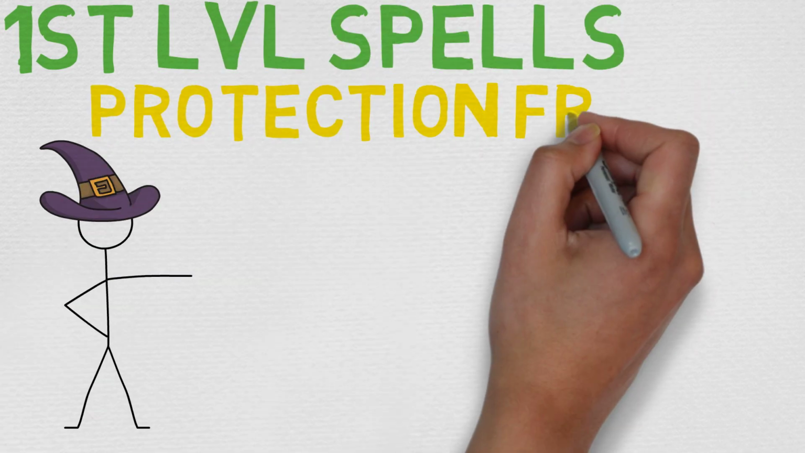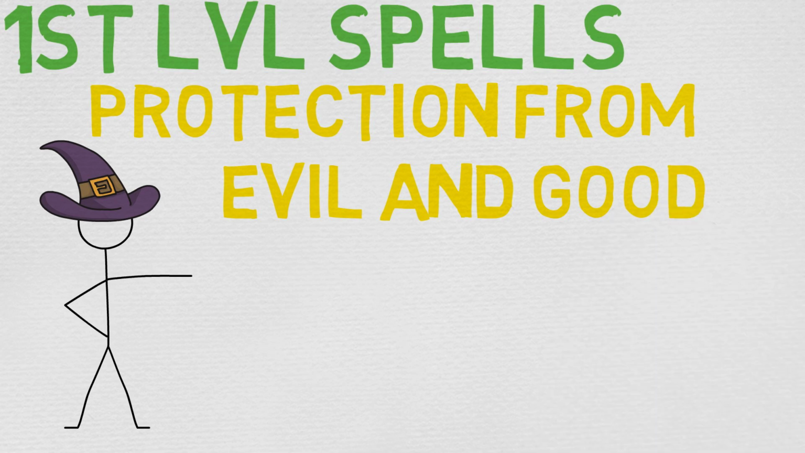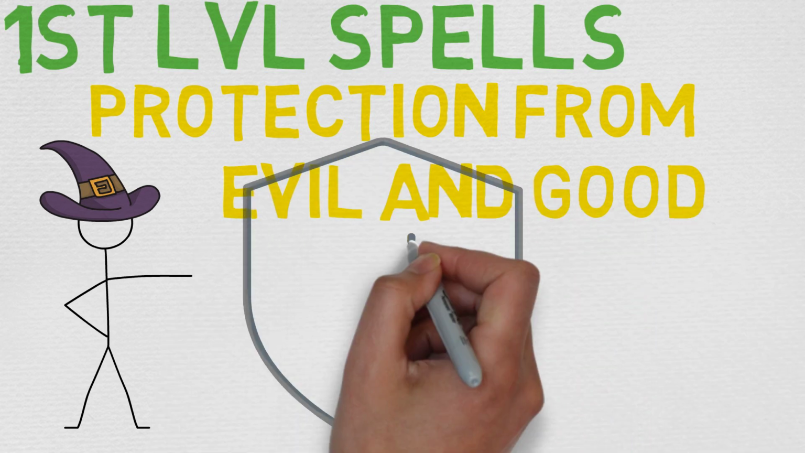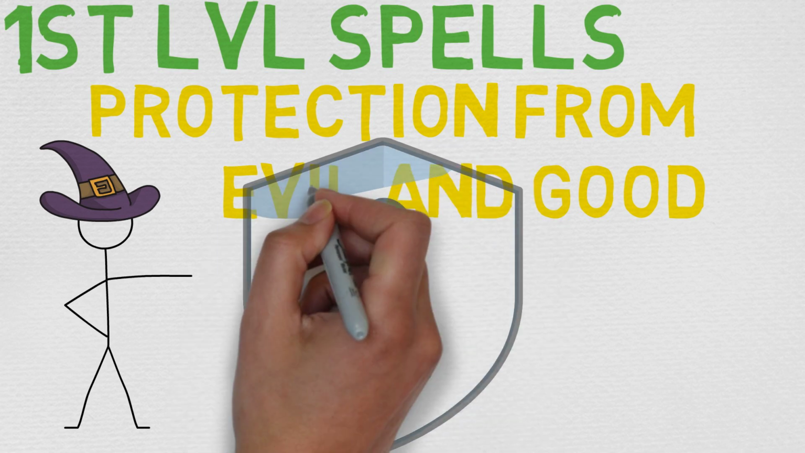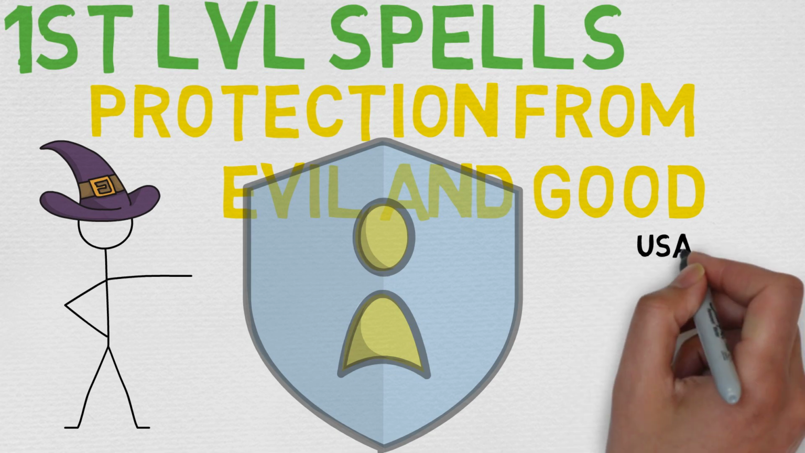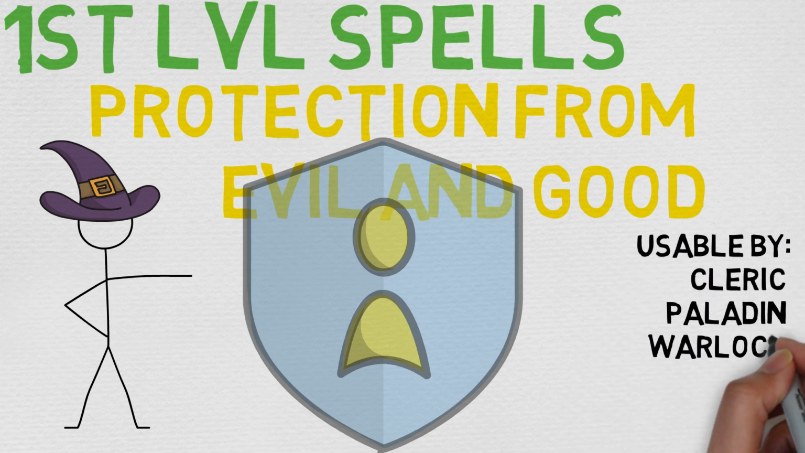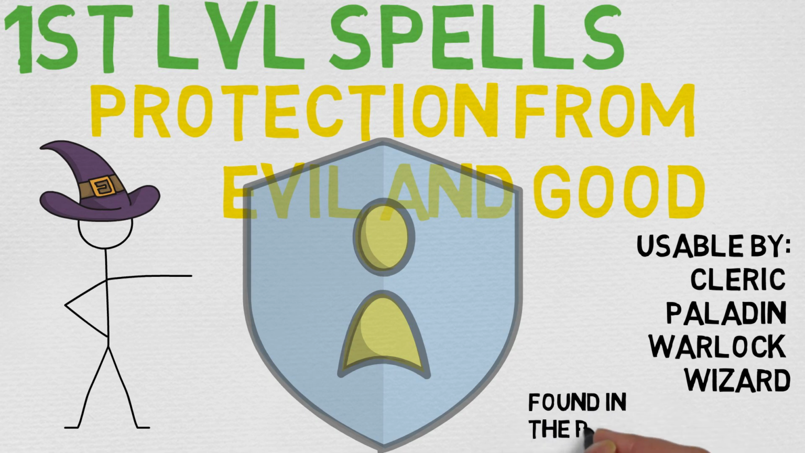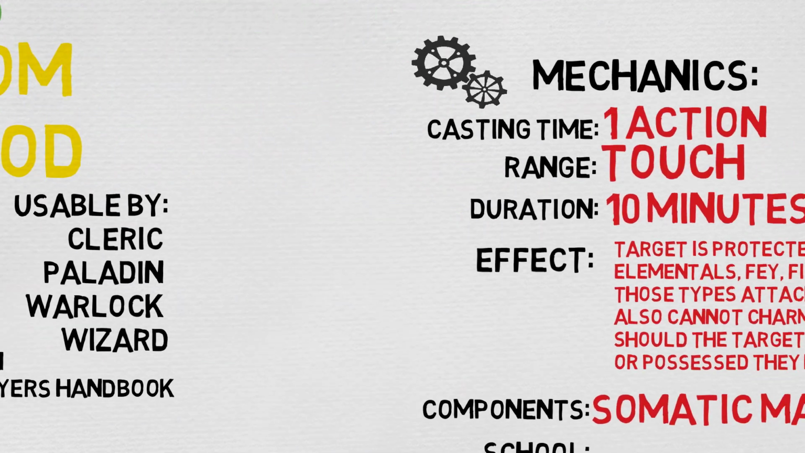Today we're going to be taking a look at one of the most confusingly named spells in the game, kind of, sort of. It's not confusing if you understand why. Basically, the spell was meant for something else, but 5e and previous editions kind of changed it into what it is now, so anyways, I'll explain that later. So, today we're going to be taking a look at Protection from Evil and Good. It is usable by Cleric, Paladin, Warlock, and the Wizard, and it is found in the lovely Player's Handbook. So, without further ado, let's go check out its mechanics.